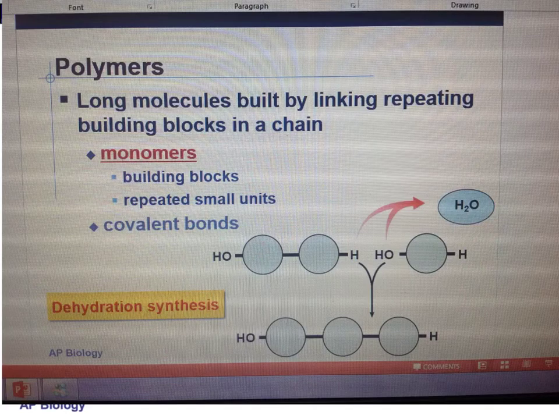Alright guys, sorry about the picture. I know you're seeing refraction lines and stuff, but when I imported my PowerPoint, the little images like these things here didn't show up and I wanted you to be able to see those, so I just took a picture of my screen.